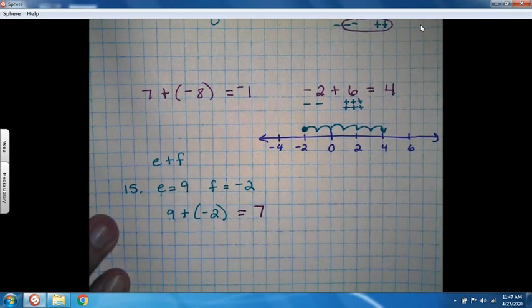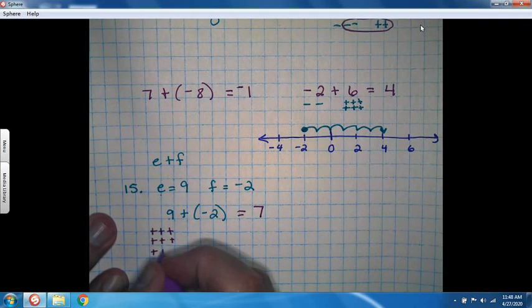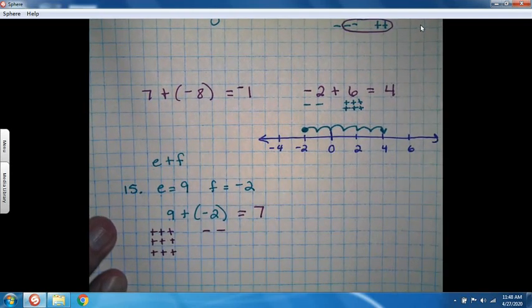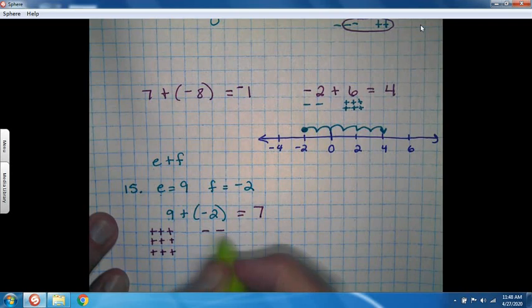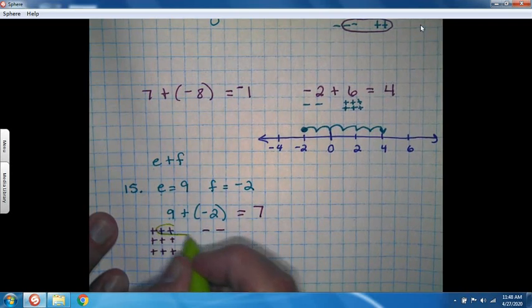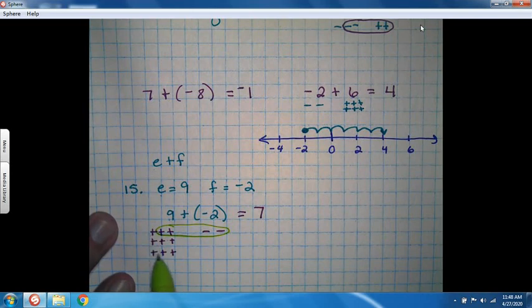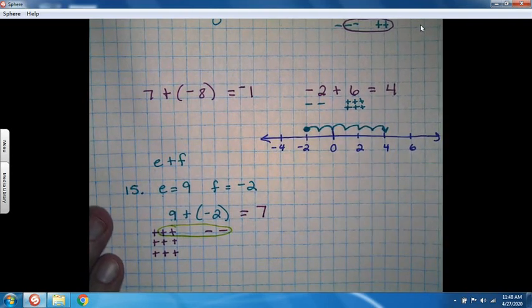Once again, you can draw the picture if you'd like, and circle your 0 pairs. So your 0 pairs here would be these 2 and these 2. So you don't count those, and what do you have left? 1, 2, 3, 4, 5, 6, 7. 7 positives. Okay? Or you can use the number line that's in your toolkit.